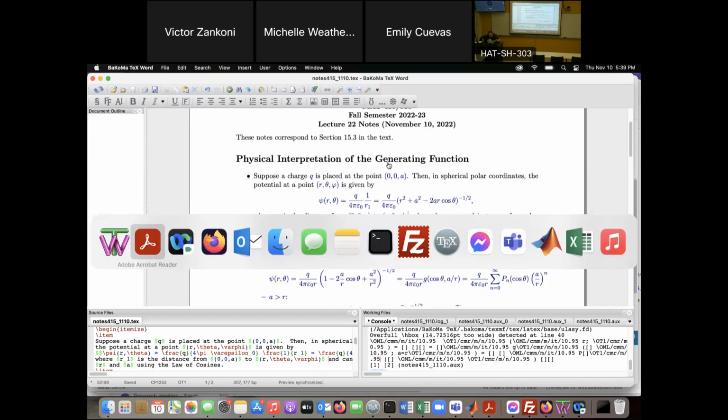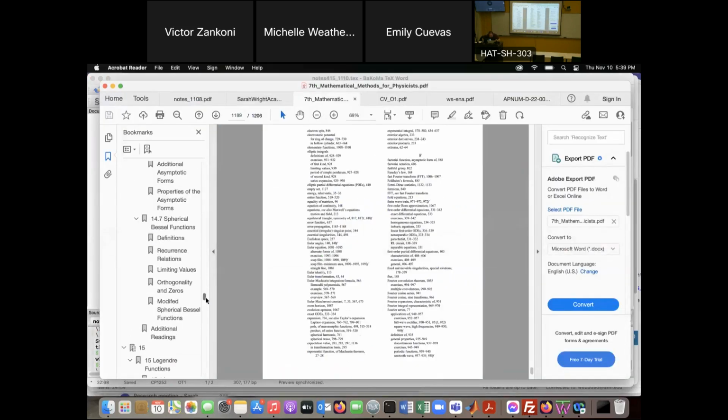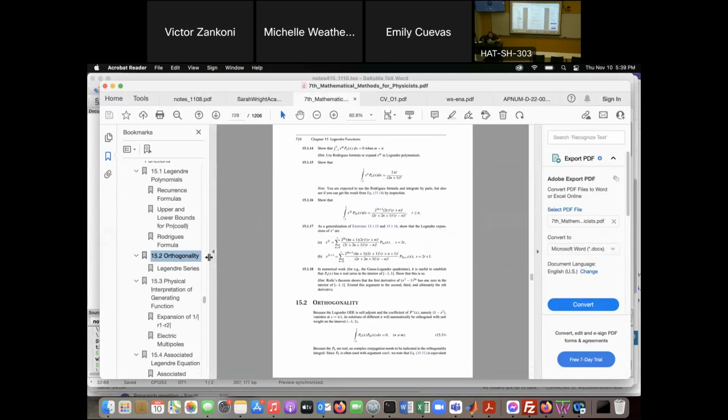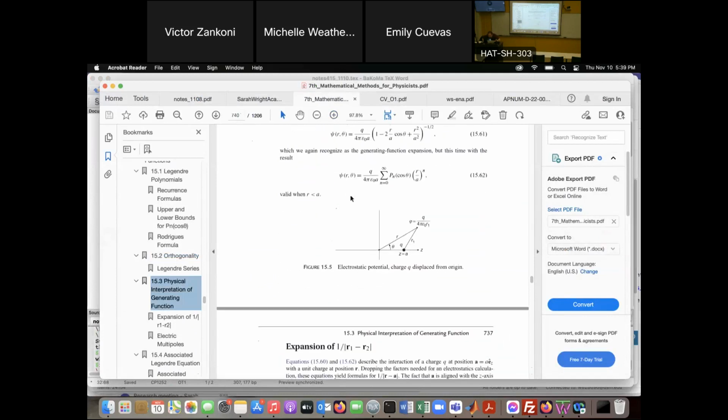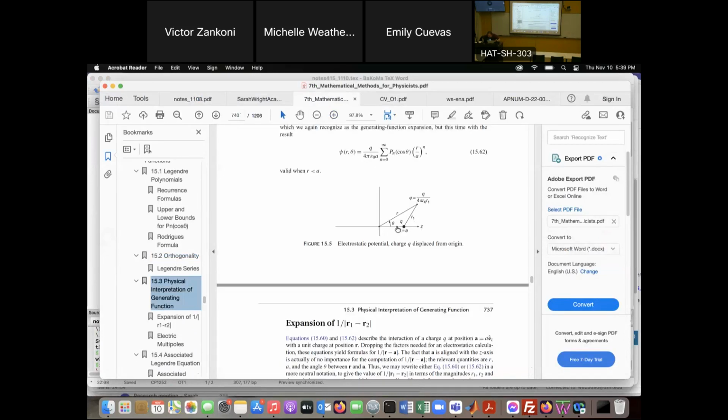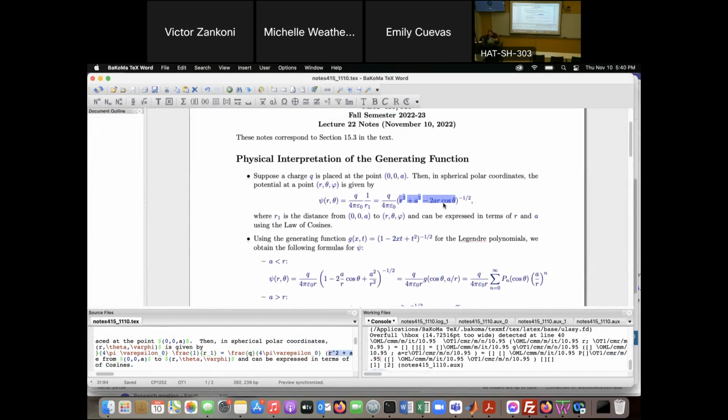Because if we go back to the picture, this segment R1, we want the length of that, but this is opposite the angle theta that is one of the spherical coordinates of this point. So that's how we can use the law of cosines to get R1 from the length of this, which is R, and the length of this, which is A. So here's our law of cosines expression. It's in the denominator, which is why it's raised to the minus 1/2.